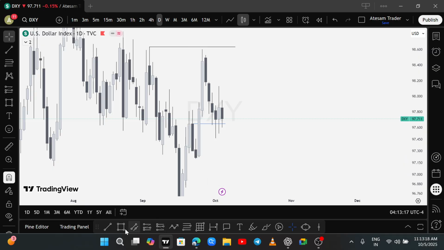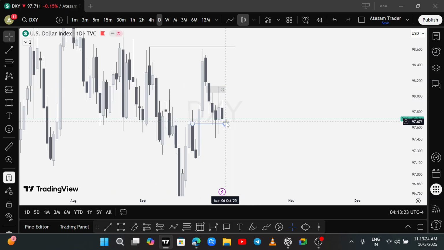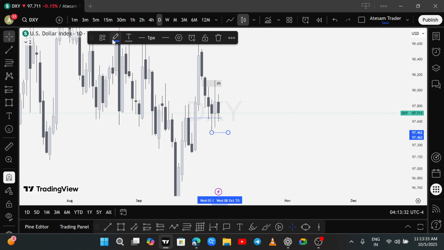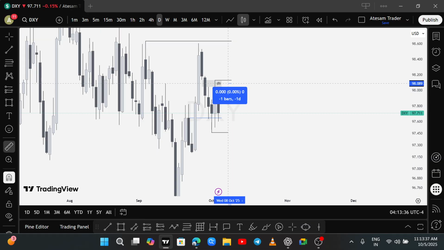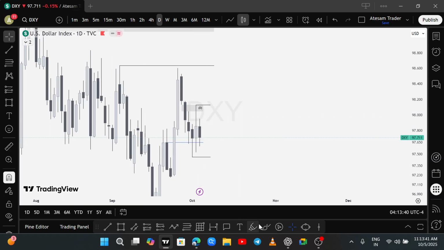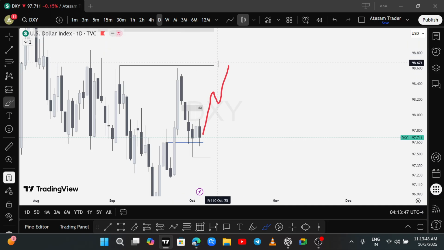It expanded, and it came to the daily fair value gap. When it came to the daily fair value gap, it retraced downside. Now we can say price is neither bullish nor bearish. We are trading inside this range. So what do we need? We need one side to get manipulated. First, we need price to go and break this high and close above it, then we will look to target. That is the first thing.